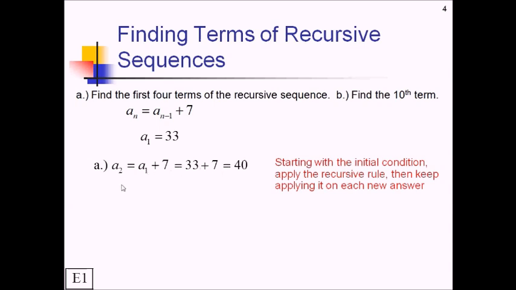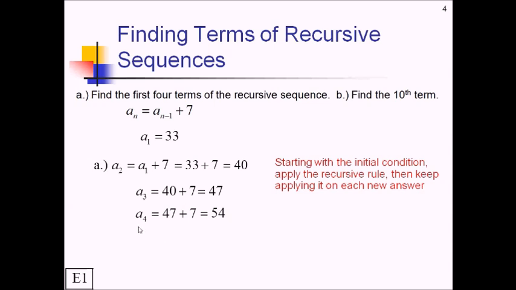To find the third term in the sequence, we just need a_2 plus 7. So that would just be 40 plus 7, or 47. For a_4, we're just going to find 47 plus 7 again, and so on and so forth. How about the 10th term of this one?